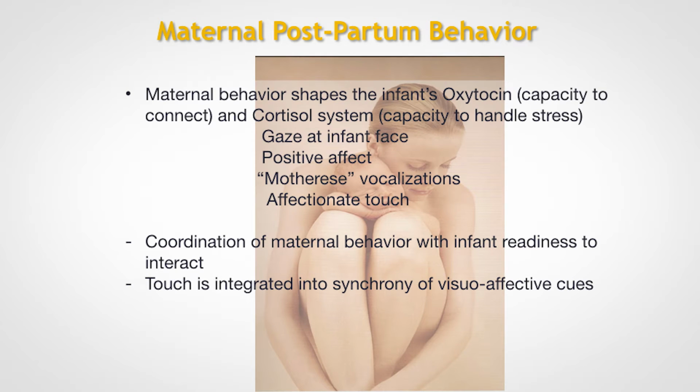Maternal-infant synchrony begins right after birth, and it's triggered by the rush of oxytocin during childbirth. So all mammalian mothers begin right after childbirth to express the species-typical repertoire of maternal behavior. In humans, these are four behaviors.